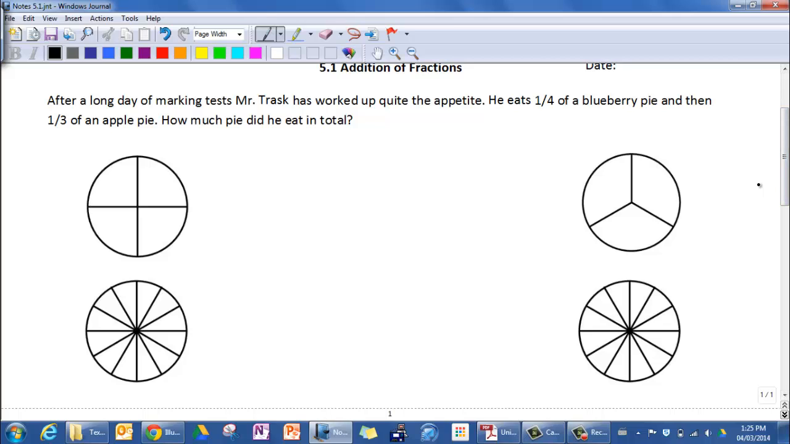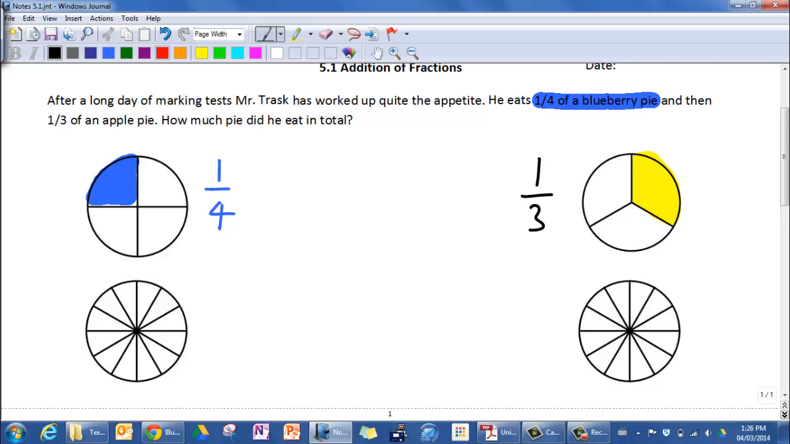So one way we can represent fractions is pictorially, or by using pictures. So the first thing we're talking about here, 1/4 of a blueberry pie. I guess that would look something like this. I'm just going to divvy this first pie up into 1/4. So here's my 1/4 of my blueberry pie, and the apple pie, 1/3 of an apple pie, I can represent over here. We've got 1/3.